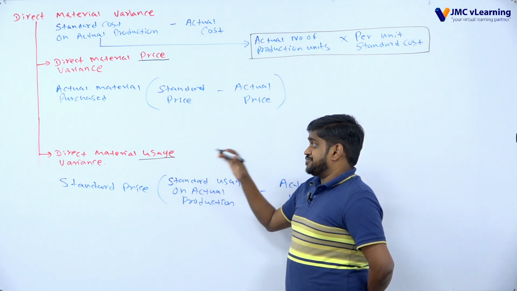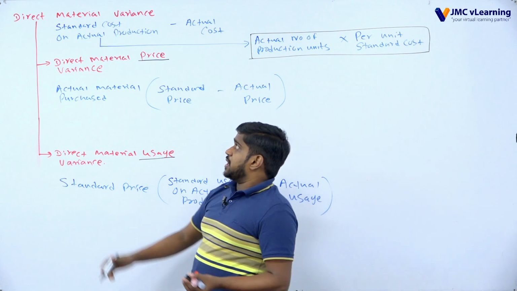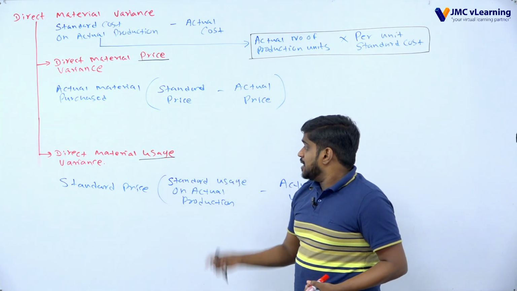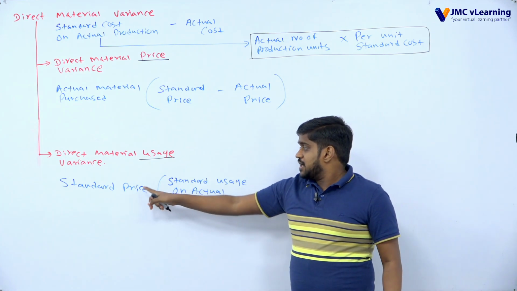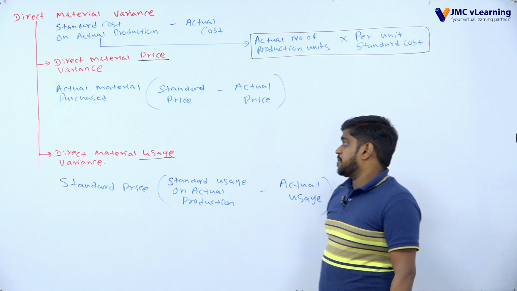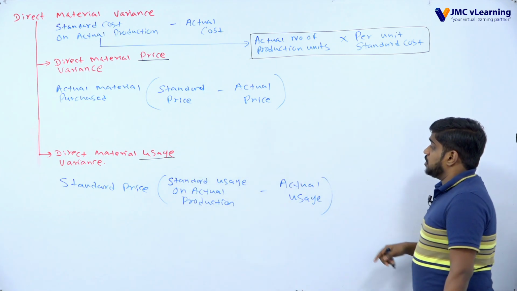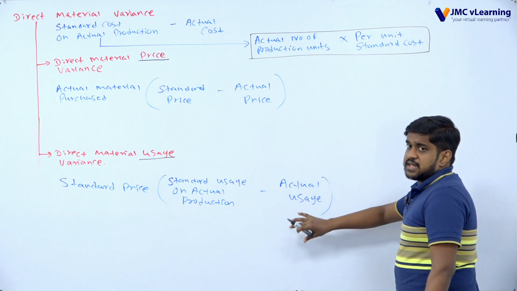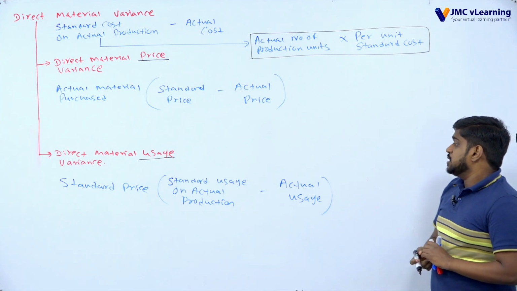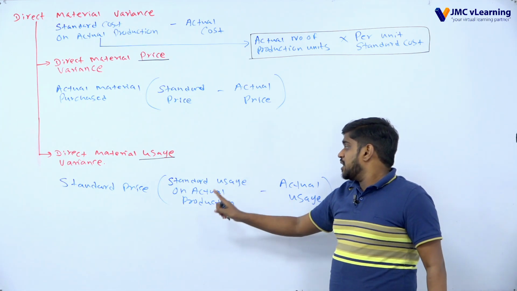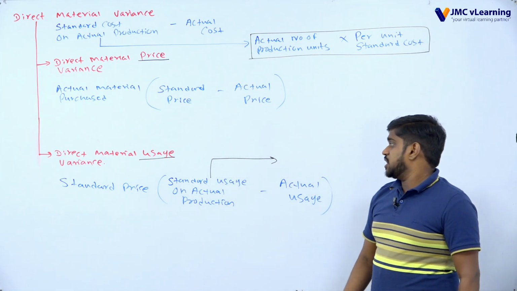Okay. Then how can we calculate direct material usage variance? That means, how does our usage affect our direct material variance? Simply, we calculate it as the per kilogram standard price multiplied by the standard usage on actual production minus the actual usage. The actual usage we can directly get from the question. Then how can we get the standard usage on actual production?